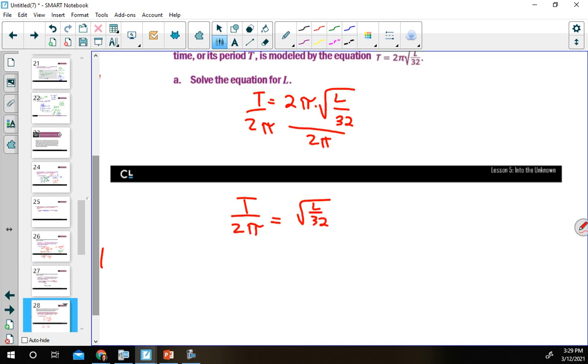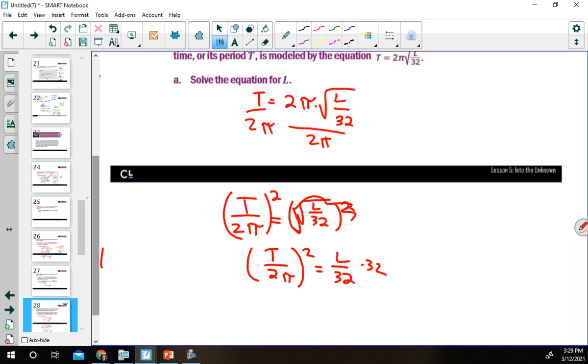So that 32 is under the square root. I'm going to square to get rid of this. Notice that I squared the entire thing. Okay, these cancel, so then I can multiply my 32 over. So 32 times T over 2 pi, squared, is equal to L. So working outside in, just make sure you're not moving things at the incorrect time.